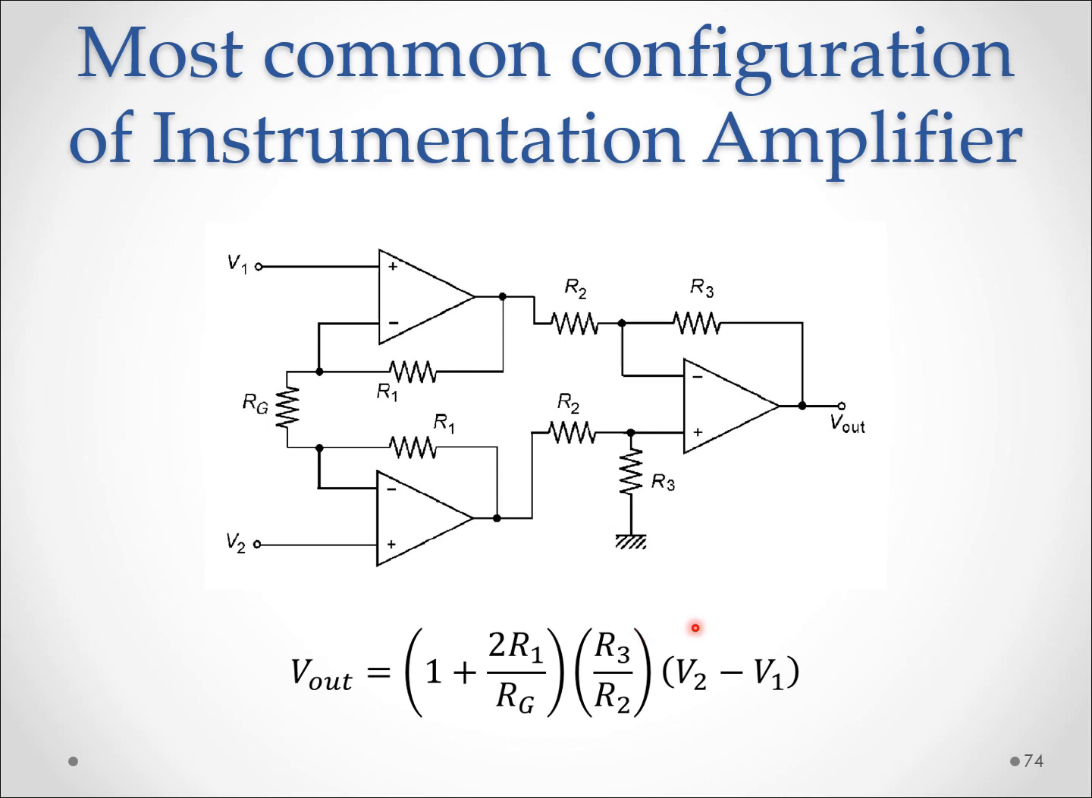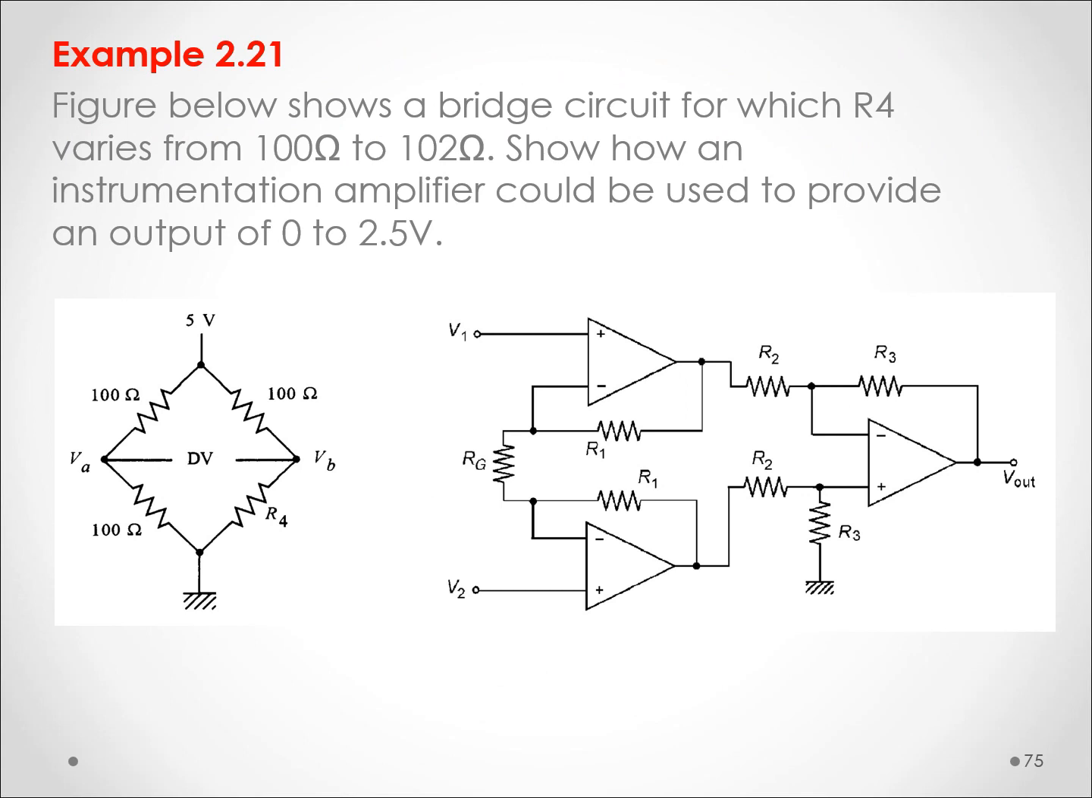In this example, this figure shows a bridge circuit for which R4 varies from 100 ohms to 102 ohms. Show how an instrumentation amplifier could be used to provide an output of 0 to 2.5 volts. Assume that R2 is equal to R3, which is equal to 1 kilo ohm, and that R1 is equal to 100 kilo ohms.